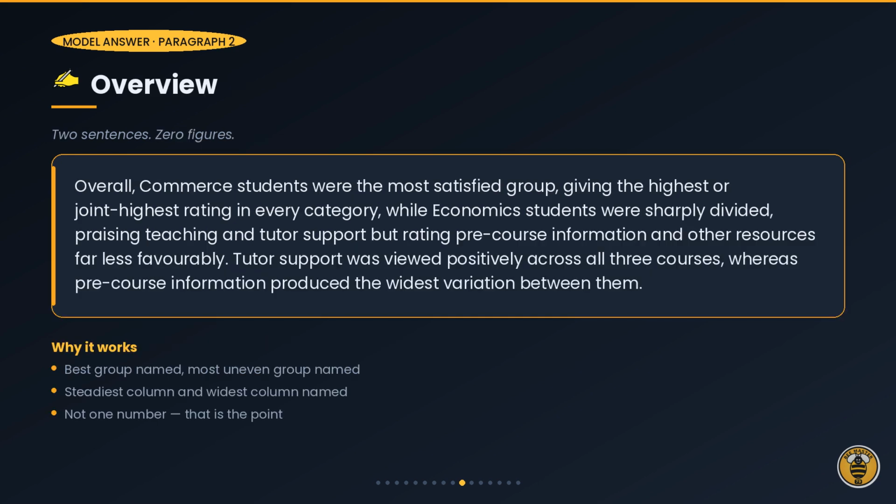Paragraph 2. The overview. Overall, commerce students were the most satisfied group, giving the highest or joint highest rating in every category, while economics students were sharply divided, praising teaching and tutor support but rating pre-course information and other resources far less favorably. Tutor support was viewed positively across all 3 courses, whereas pre-course information produced the widest variation between them. 2 sentences. 0 figures, and the examiner already knows the shape of the whole table.